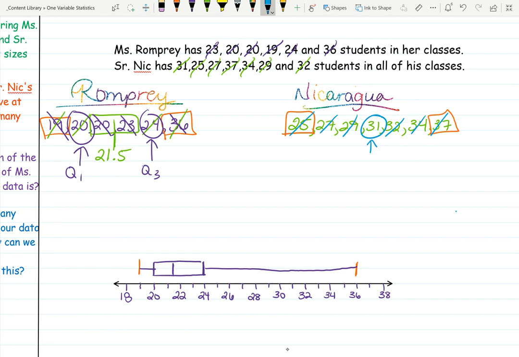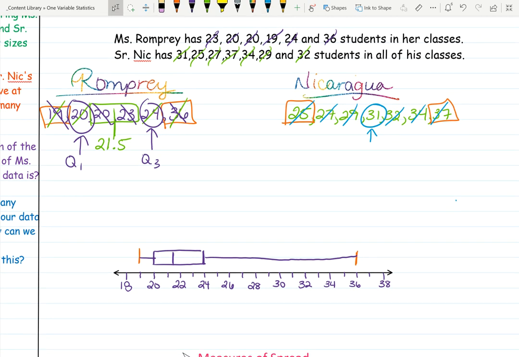Now, when my median is one number, then I completely ignore it. It does not belong to the lower half or the upper half of the data, so it stands alone. So I just focus on these 3 here. So when I come over, my Q1 is 27, and my Q3 is 34. All right, so let's go ahead and set that up.